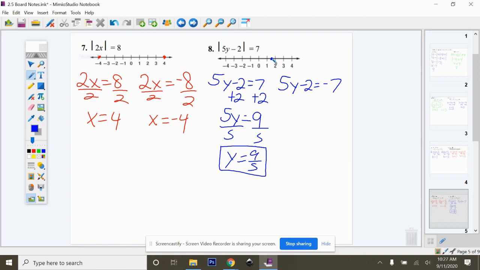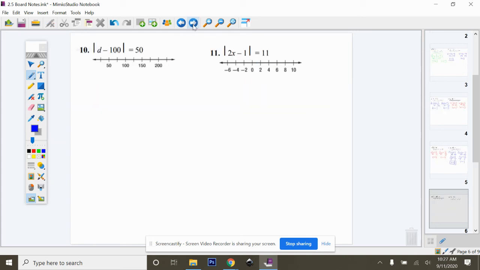For the second one, same thing. I would plus 2 on both sides. 5y equals negative 5. Divide by 5. Y equals negative 1. That one we do have a dot for, makes it simple. Going to rewrite this one twice.